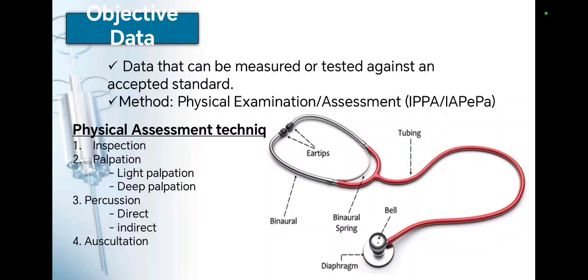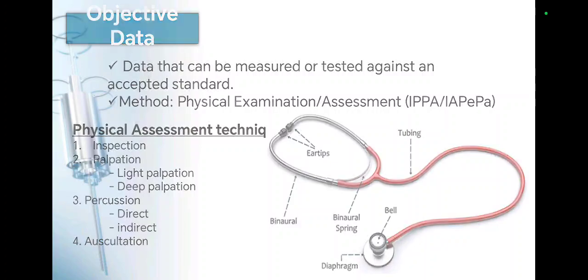So the last physical assessment technique that we use is auscultation. Auscultation is the examination using a stethoscope to listen for any sounds produced by the body, such as cardiac sounds, heart sounds, lung sounds, or bowel sounds. Now, auscultation is the process of using the stethoscope. As you can see here is the stethoscope and its parts. So we use this instrument to perform auscultation and interpretation. Now, when you do these physical assessment techniques, you can now gather objective data.